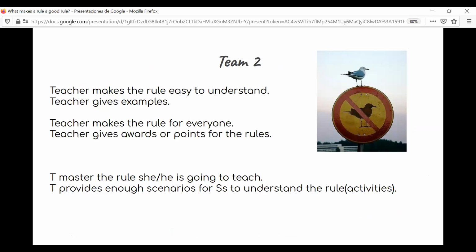We are Chuy and Karime. We were team number 2. Very good, Selena. But we were thinking if you mean grammar rules or classroom rules, so we wrote about grammar rules. Okay, very good. So the first two are Karime's.